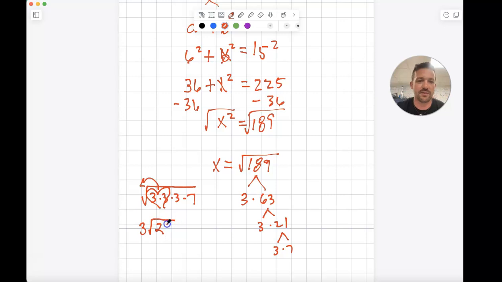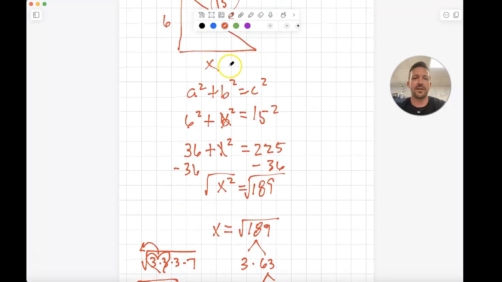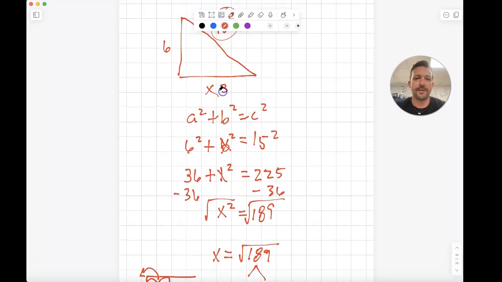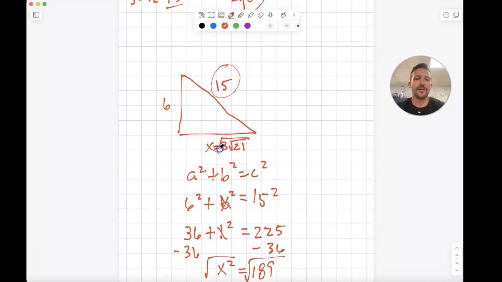3 times 7 is 21. And there would be my answer. That is the length of right here. It'd be 3 square root of 21. Okay, and that's Pythagorean Theorem. I hope it all made sense.